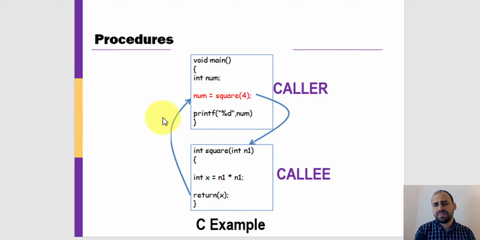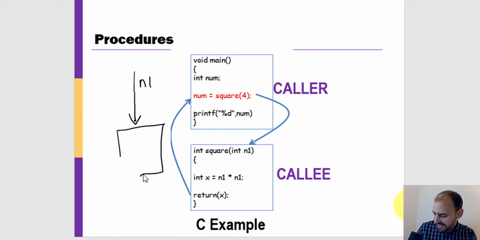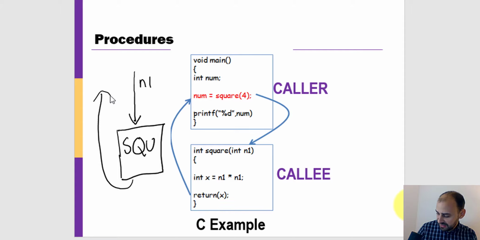Very simple. In main, we're calling the function, so this is the caller. We've got the function call, and then the function itself that's being called, that's the callee. We started hinting at this towards the end of the last video: if we're calling a square function, what we really want is to pass in our input, in this case n1, into the square function, and then send out our output. We can call it num or x, whatever the return is.